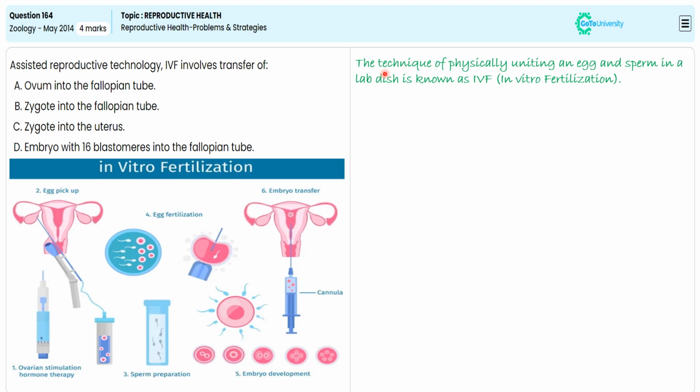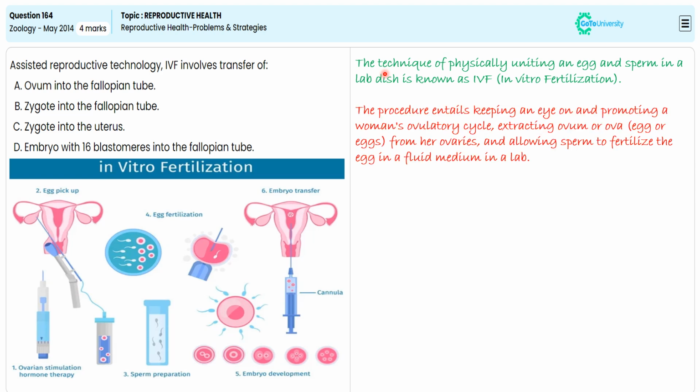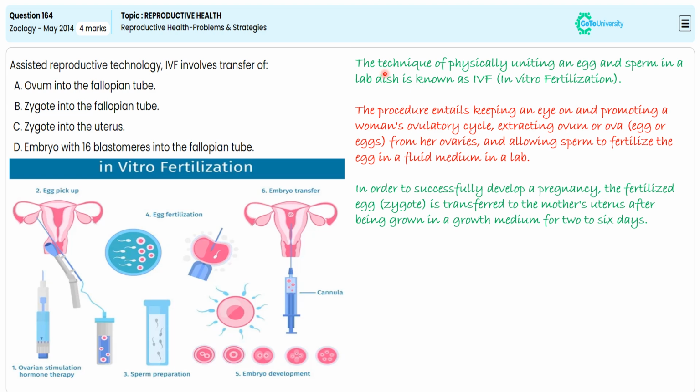In order to successfully develop a pregnancy, the fertilized egg is transferred to the mother's uterus after being grown in a growth medium for 2 to 6 days. With this specification, we choose option B as the correct answer to secure 4 marks.